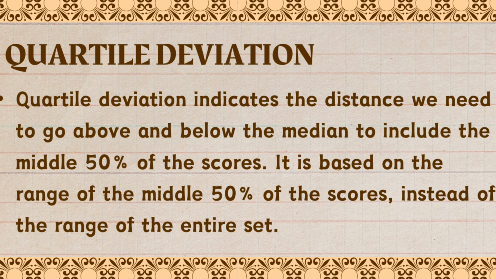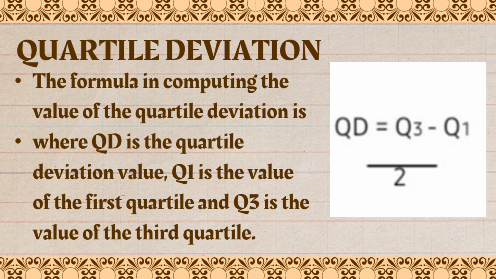Quartile division indicates the distance we need to go above in value the median to include the middle 50% of the scores. It is based on the range of the middle 50% of the scores instead of the range of the entire set. The formula in computing the value of the quartile division is yun yung nakikita nyo dyan sa picture. Where QD is the quartile division value, Q1 is the value of the first quartile, and Q3 is the value of the third quartile.